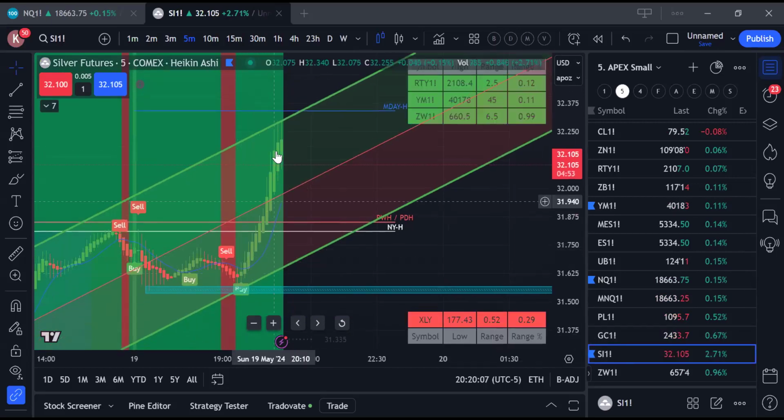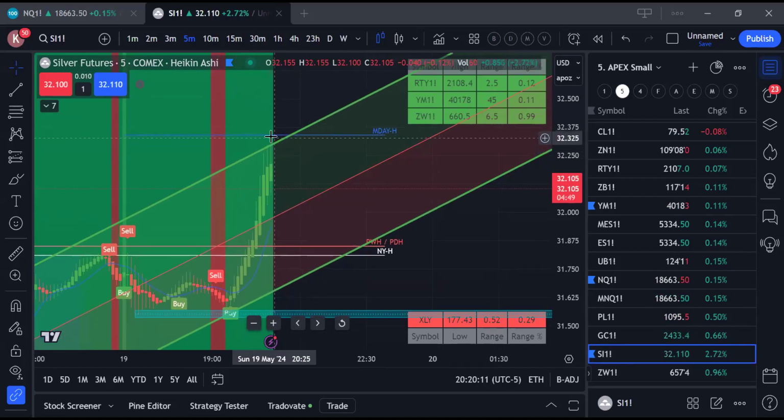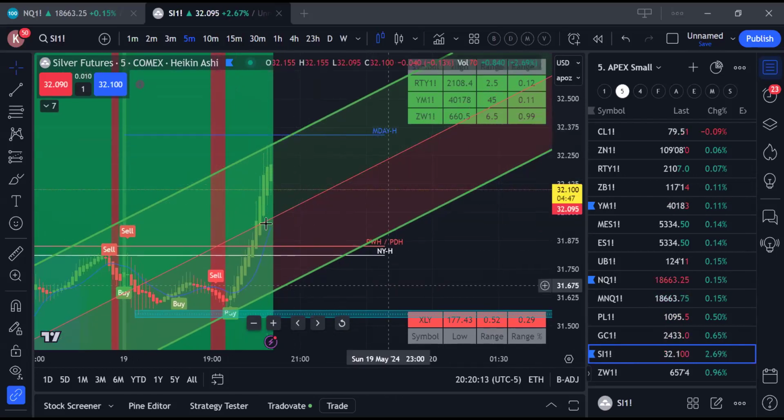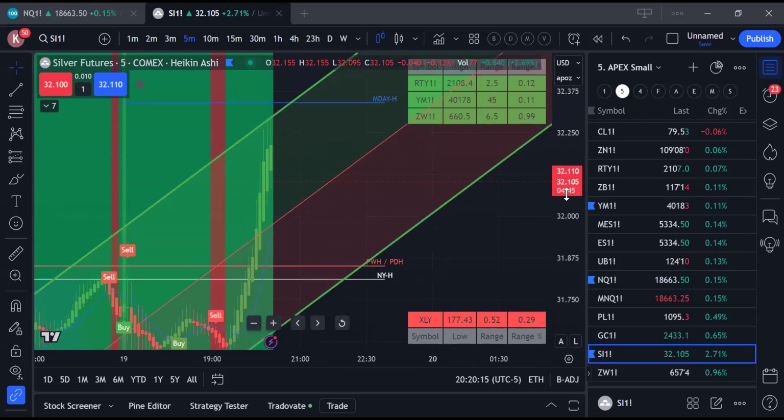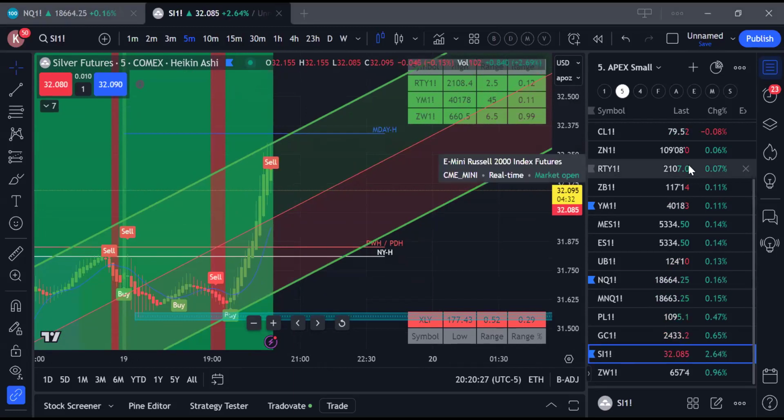So now silver went all the way to the top. If it touches this Monday high, then it will again start dropping. Generally, taxes on futures will be only 15%.